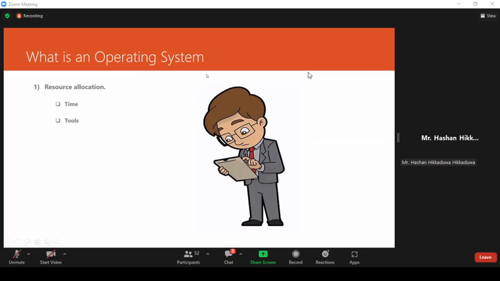Then tools. What are the tools needed in the toy shop? For example, if you take a cashier, we need to allocate a computer, because the cashier needs to get the money. So we need to allocate a computer.